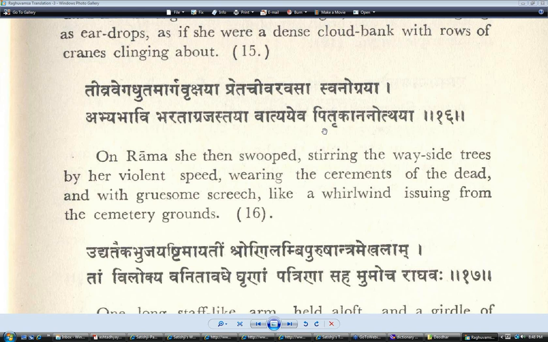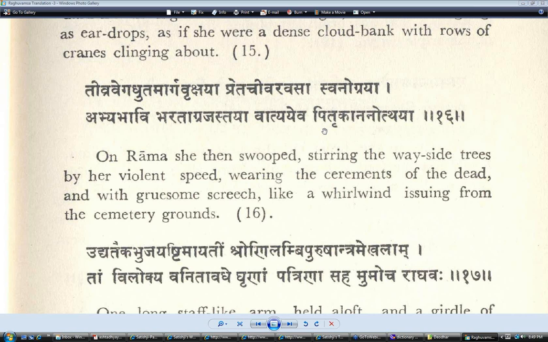So now wearing, what is the word for wearing in that? What is the dhatu in the wearing? Wasa. So that's the dhatu. And of the dead is the preta, and the cerements is the chivara. Okay. And with gruesome screech, what is that? Sonograya. So the ugra is the gruesome and the screech is the swana.